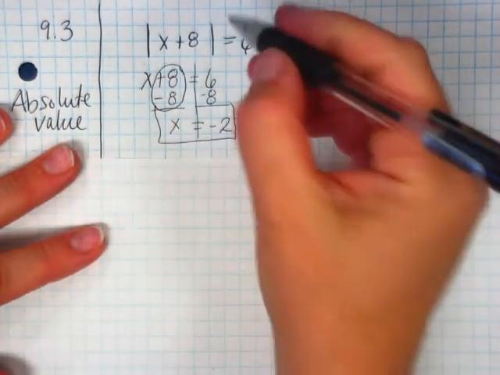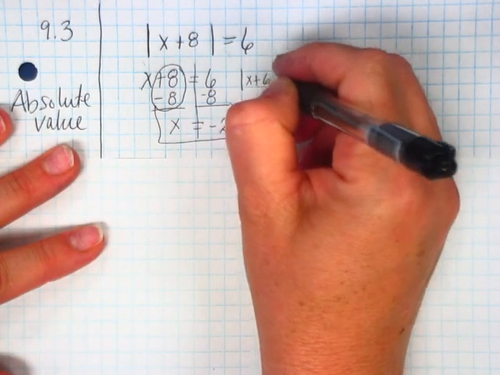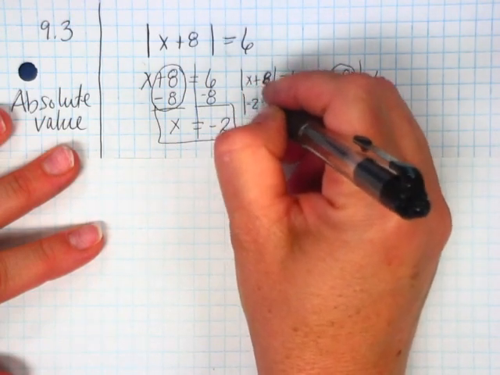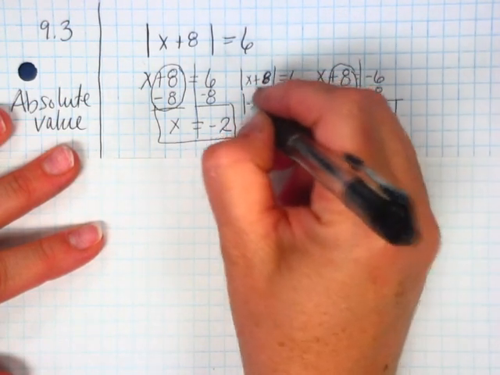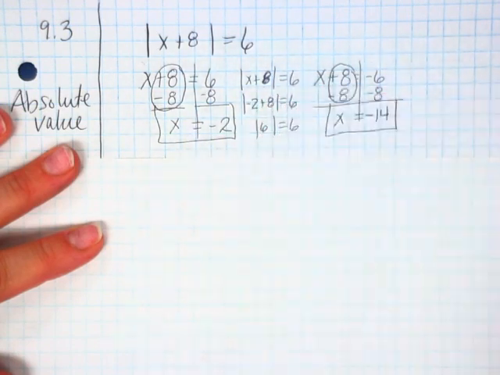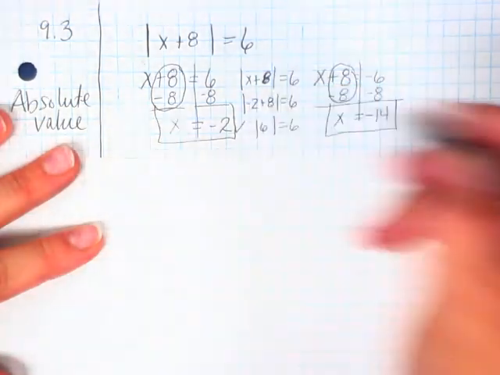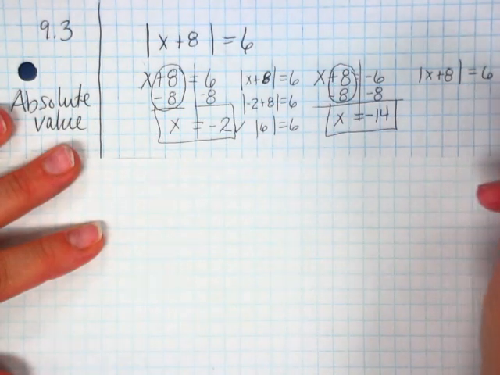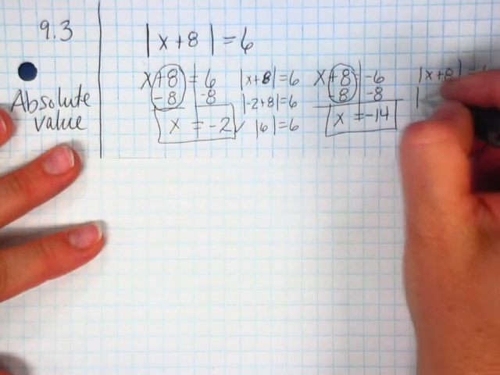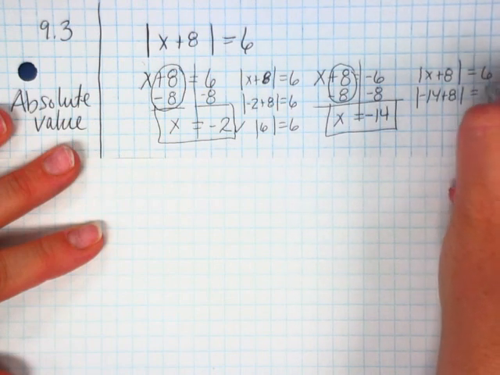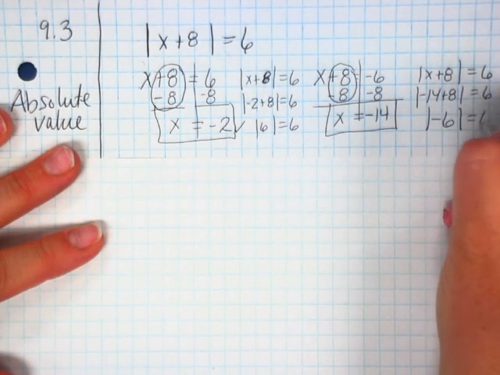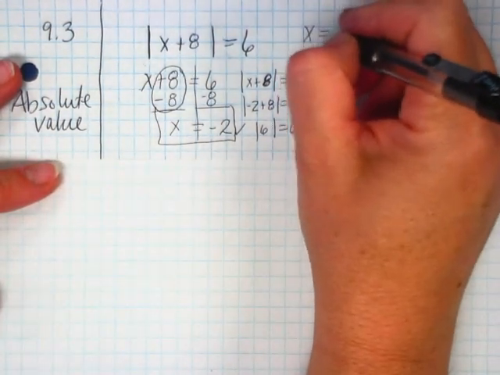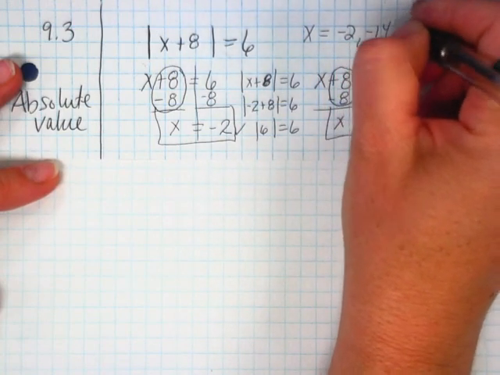And then what you're going to do is do a check. So you're going to come back into the problem here, and you're going to plug in -2. So -2 plus 8, 8 minus 2 is a 6. The absolute value of 6 is 6, so I know that this one works. I'm going to come over here and do the same thing for -14. So we put negative 14 plus 8. I get negative 6. And the absolute value of negative 6 is 6. So these 2 points work. The answer is negative 2 and negative 14.